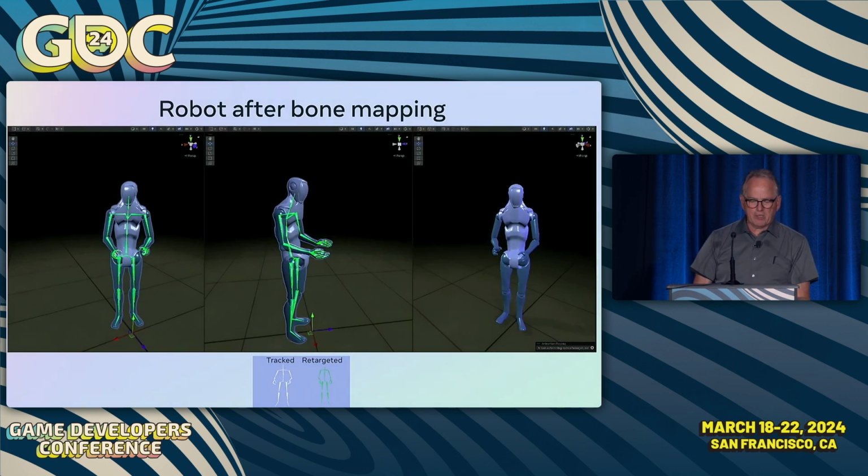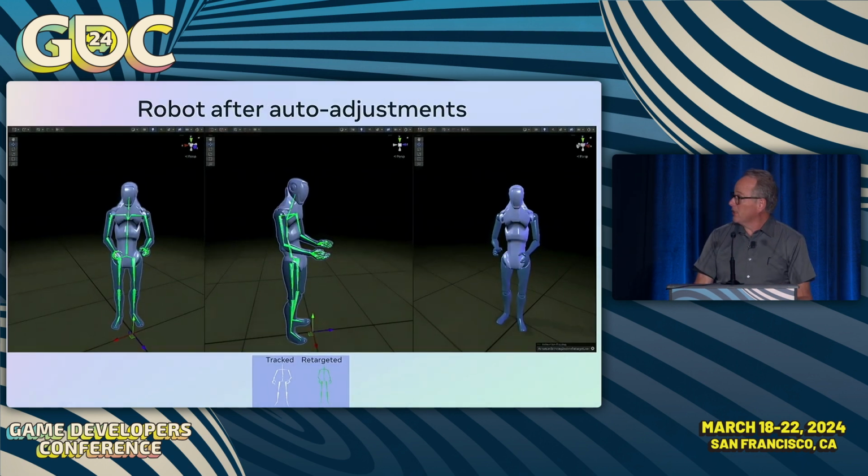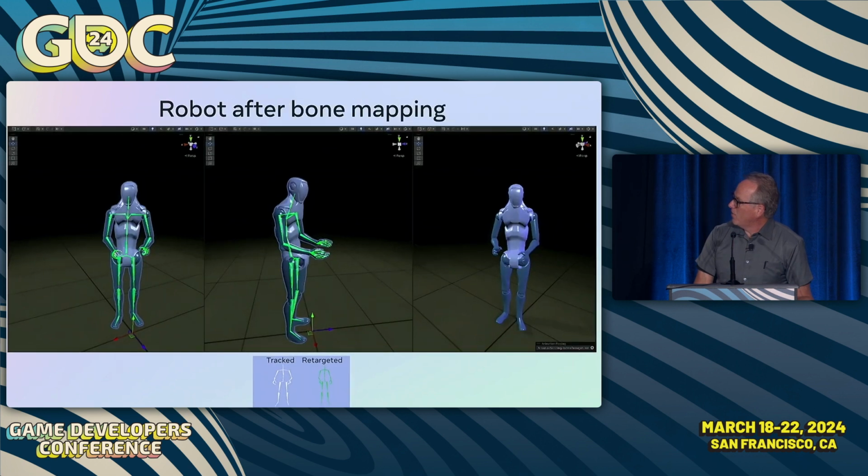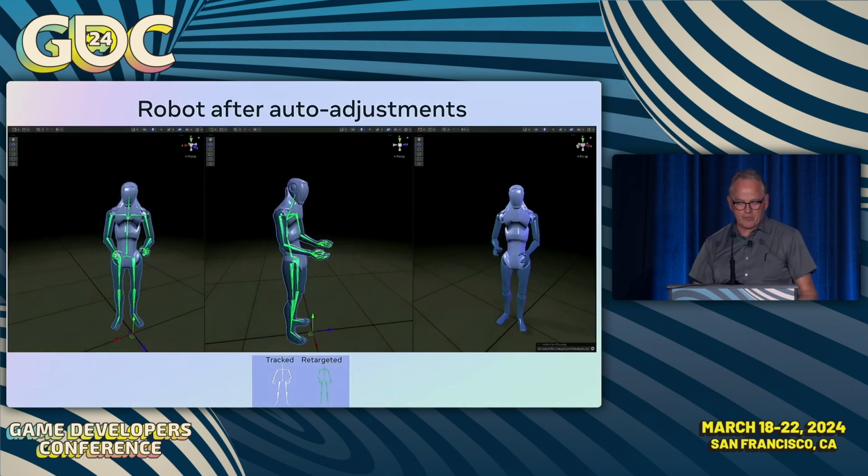Now, in each case, I'm going to go backwards and forwards so that you can see the change. And hopefully, yes, that works. This is high tech. We can do this. Okay, so here's after the readjustments. Here's before. Sorry, I think I've got those backwards now. Here we go. Here is after bone mapping, and here is after the auto adjustments.